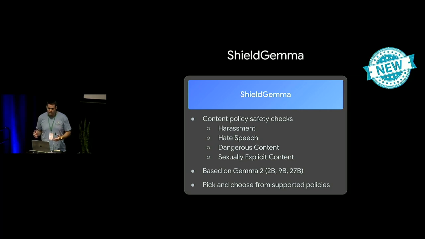And how this works is that you create a prompt using some pretty basic string templating, and then you insert either the user input, or the user input and the model output, and then you say which one of the policy safety checks you want to apply, and then the model will say simply yes or no. That's all it does.